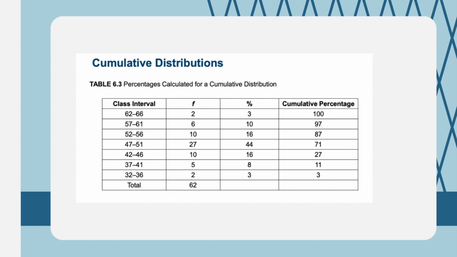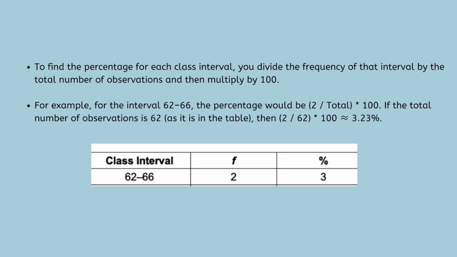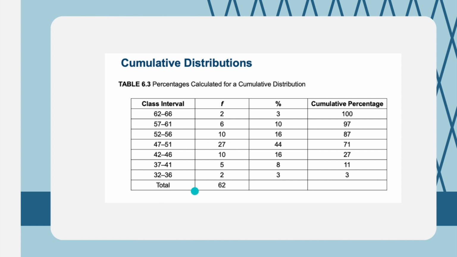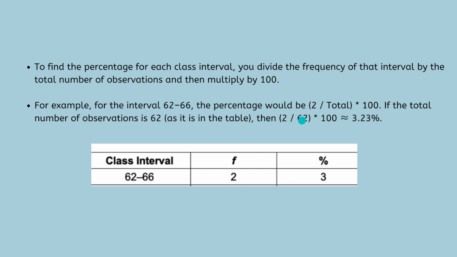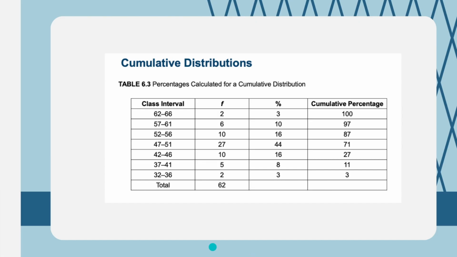And you'll be like, well, how did you end up getting that? Let me show you over here. Okay, to find a percentage for a class interval, you're going to divide the frequency of that interval by the total number of observations and then multiply by 100. So for this first interval right here, for the 62 to 66, we are going to take the frequency, 2, divided by the total, and the total is the total number of students who we are observing, and in this case it is 62. So it's 2 divided by 62 times 100, which roughly comes out to be about 3.23%, and for this table we're just going to round it down to 3%. Alright, so let me go back one more here with my notes.